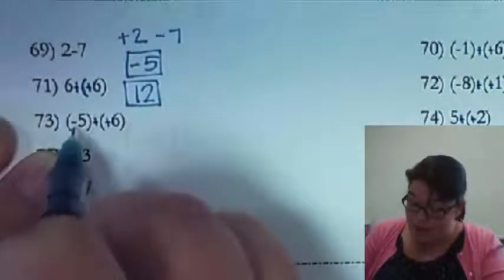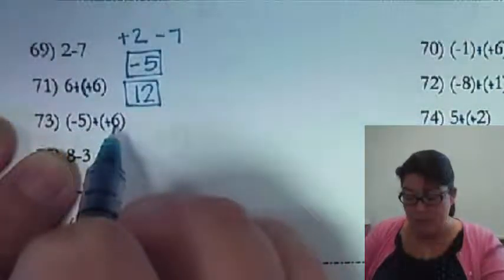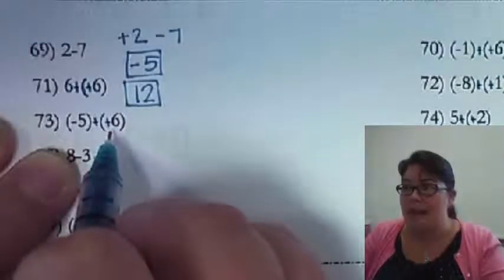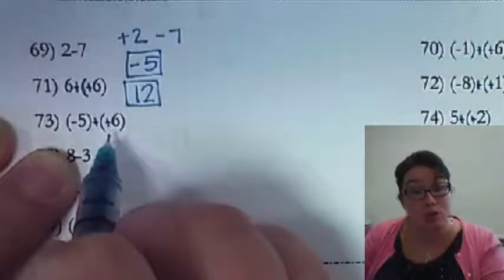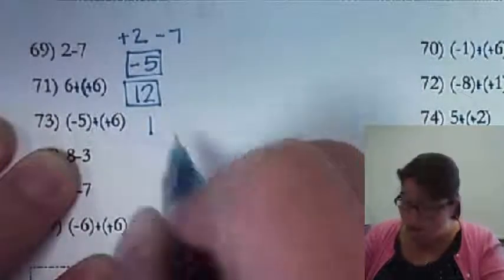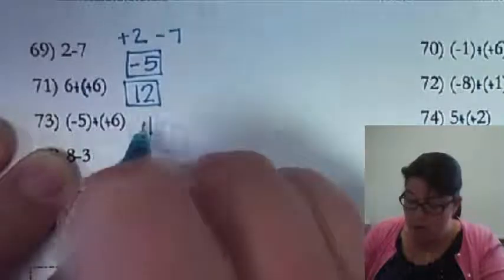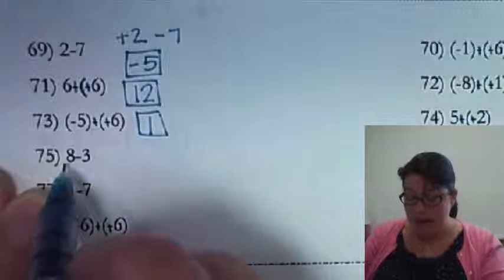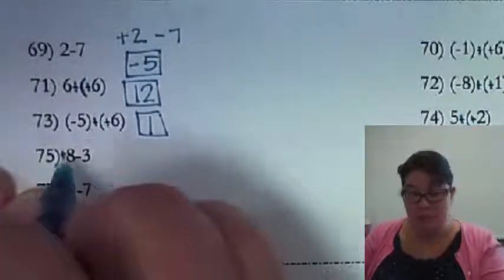73, I have a negative 5 plus 6. One is negative, one is positive. So let's see, same signs, add and keep. Different signs, subtract. 6 minus 5 is 1. Keep the sign of the bigger one. 6 is bigger, so my 1 will be positive. And I'm done.